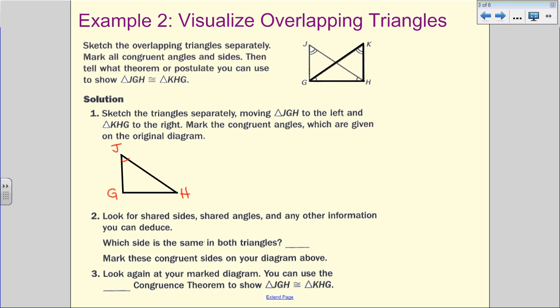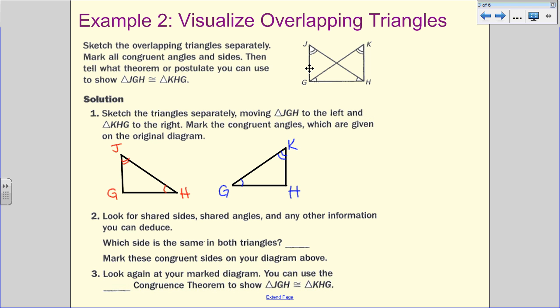Well, J was marked, and then H down here was marked. It then says move KHG to the right, and then mark any congruencies. So K had 2 congruence marks, and G had a congruence mark. I need to make sure I'm labeling them. All right, so you're not going to be able to move them like that. Your book isn't animated the way the board is, but you can now see what you were supposed to draw out.